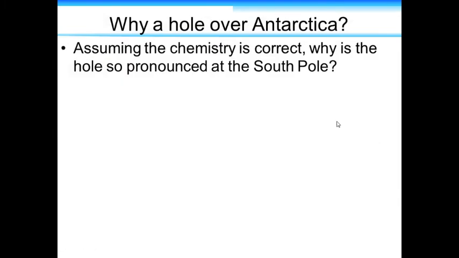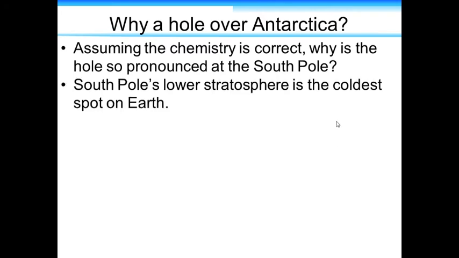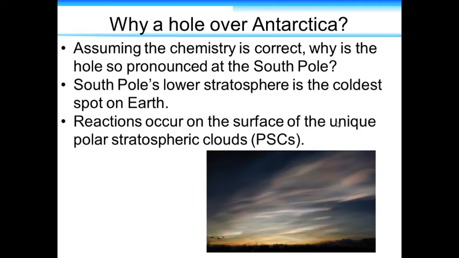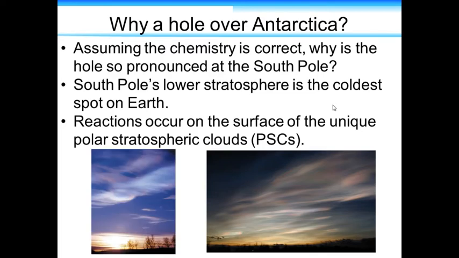Now, the hole over Antarctica is larger than the ozone hole at the North Pole. The reason is that it's much colder in the South Pole, and those cold temperatures cause the creation of these unique clouds called polar stratospheric clouds. They basically act as a scaffolding, or a place, for these reactions that break ozone down to occur. They look beautiful, but they're deadly to ozone.